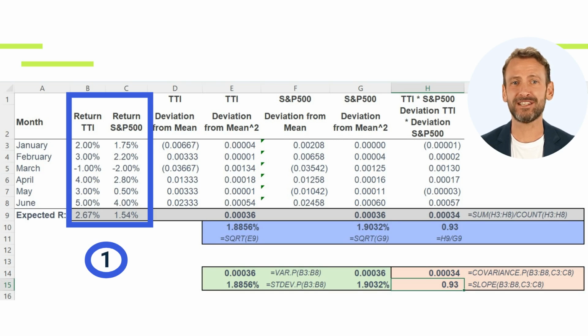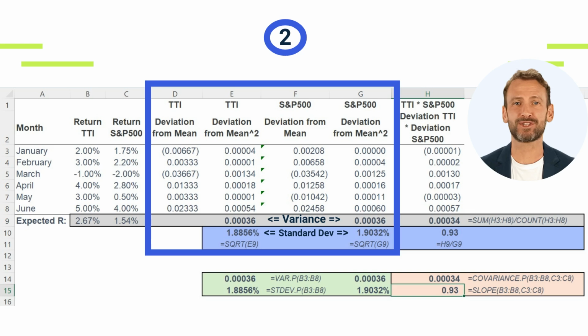The first step is to calculate the average return separately for each of the series TTI and SP 500. This average return is the result of adding all the monthly returns divided by the number of months of data. After calculating them, these returns are 2.67% for TTI and 1.54% for SP 500.